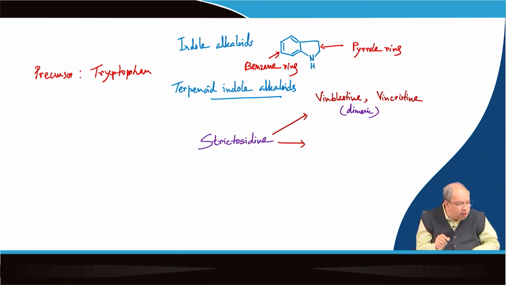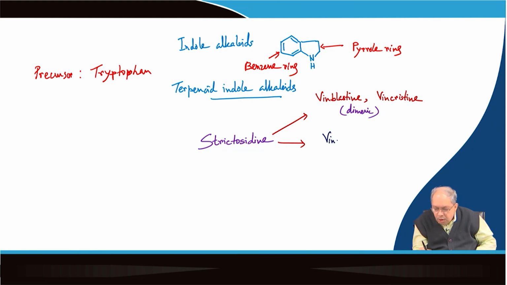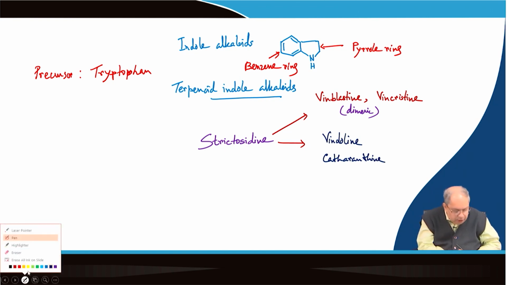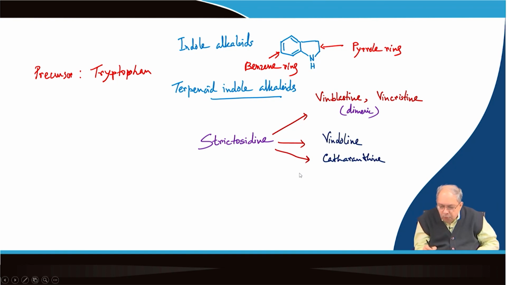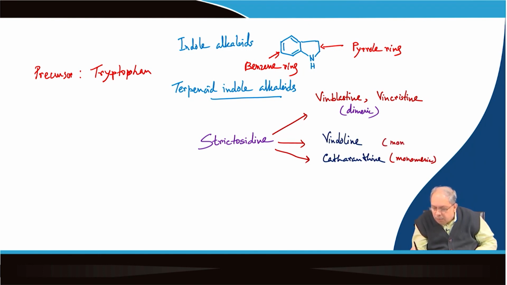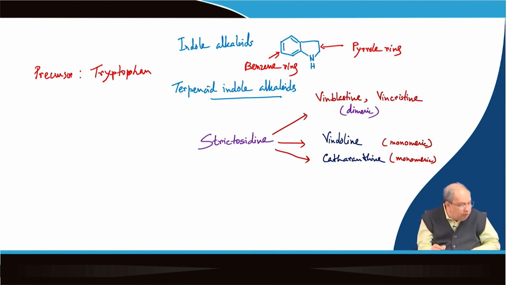So, what are these monomers? These monomers are vindoline and catharanthine. So, in other words, vindoline and catharanthine are monomeric alkaloids, and these two join together and form dimeric alkaloid. Okay. Now, apart from vincristine, vinblastine, vindoline and catharanthine, there are other examples.